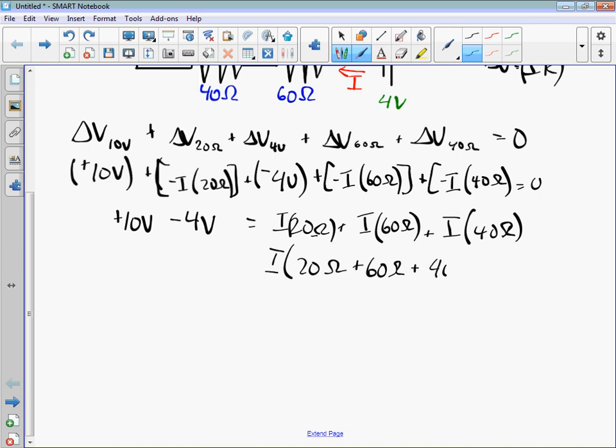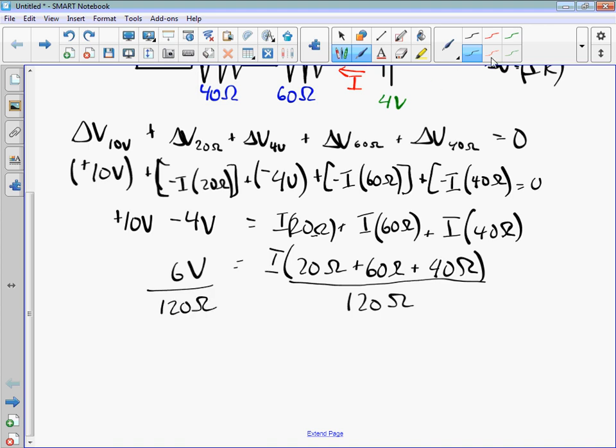20, 60, 40 ohms. Those have to be equal to, we can probably do this now, 10 minus 4 is 6 volts. If we want to get the current by itself, we would divide everything that we have on this side is over there. We could even combine these values if we wanted to. 20 plus 40 plus 60 is going to be 120 ohms.